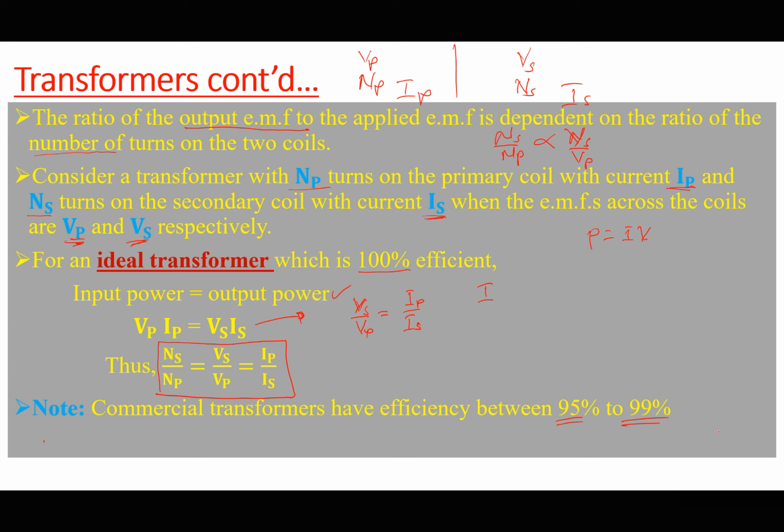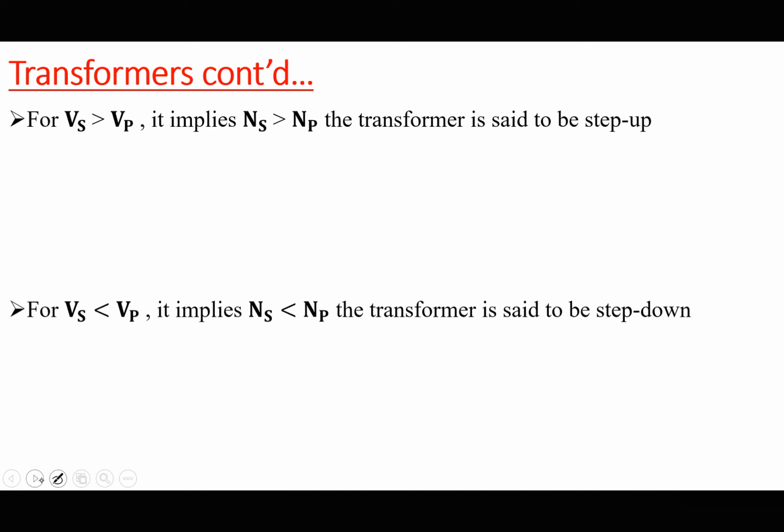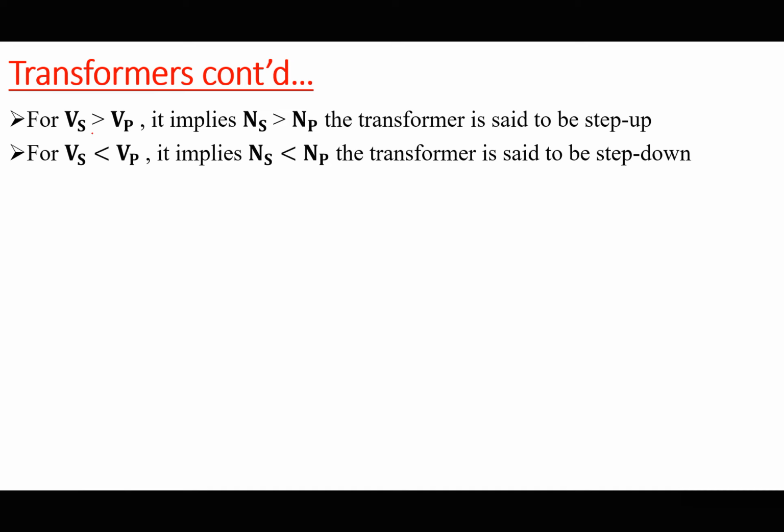So having talked about the ratio of the output EMF being directly proportional to, or dependent on, the number of turns, this takes us to the fact that there are actually two types of transformers to talk about here. You must have mentioned this in IGCSE. That is the step-up transformer and the step-down transformer. So in case we want the output voltage of the secondary to be greater than the input voltage, we must make the number of turns on the secondary greater than the number of turns in the primary. This results in what we call a step-up transformer.